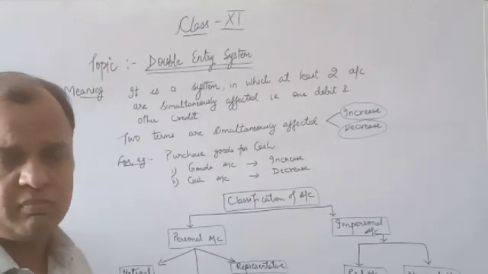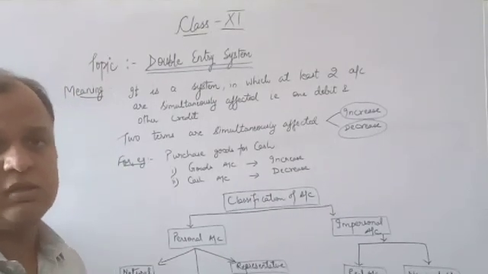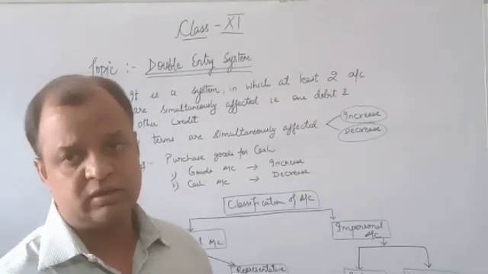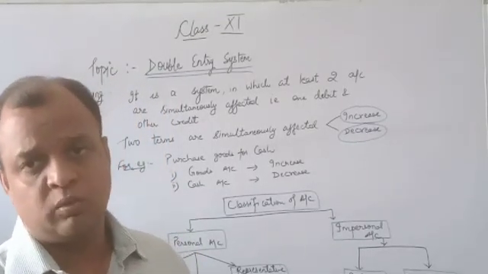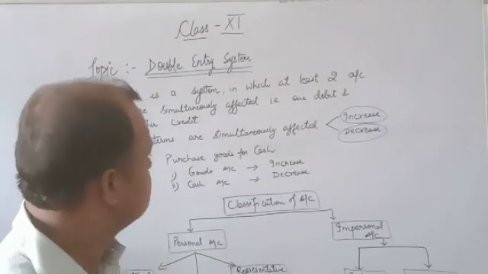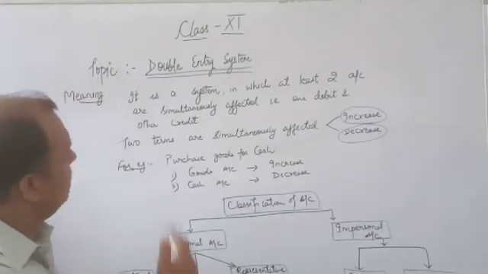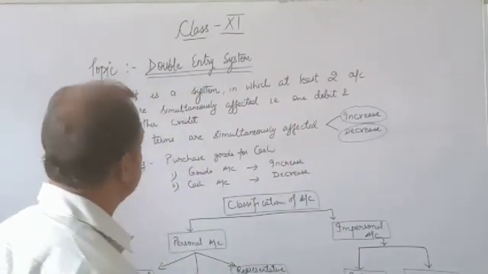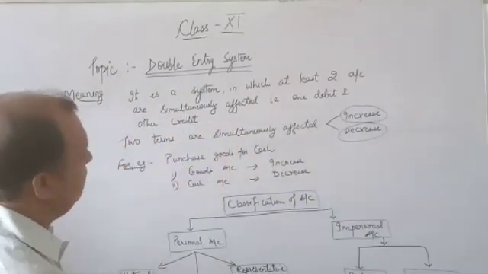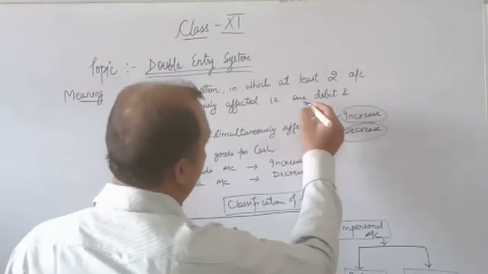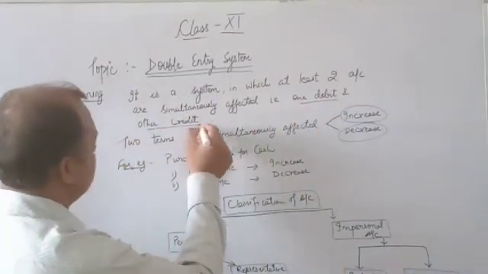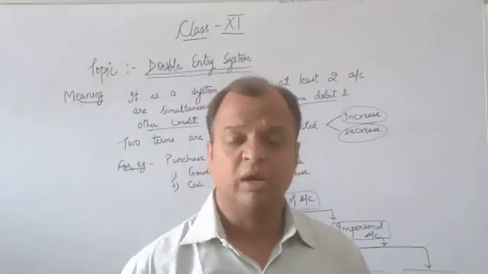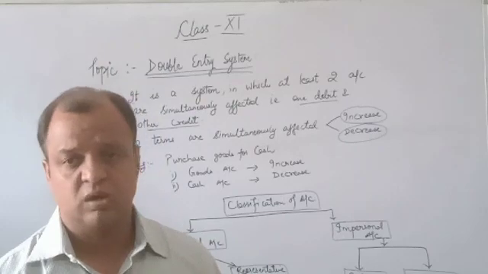In simpler terms, double entry system means a system in which two-sided effect is recorded. What is two-sided effect? It is a system in which at least two accounts are simultaneously affected, that is, one debit and the other credit. Now, what is debit and credit? This I might have explained in my previous lectures.